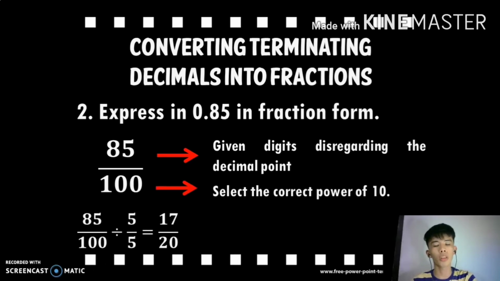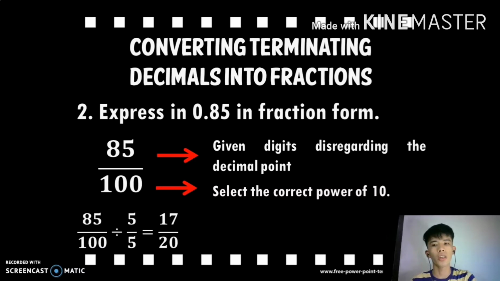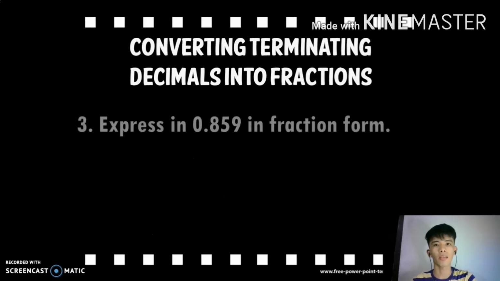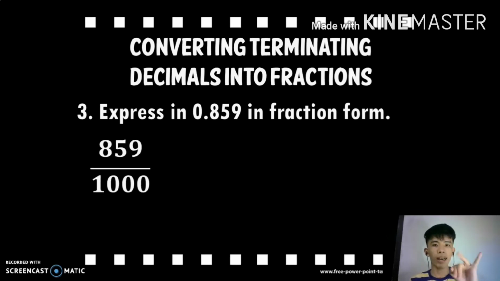So, lowest term, both divisible by 5. 85 divided by 5 is 17. 100 divided by 5 is 20. So, the final answer is 17/20. Next. Express 0.859 in fraction form. So, dahil tatlo yung 8, 5, 9, tatlo din yung 0 natin sa ilalim. Okay, so 859/1000.